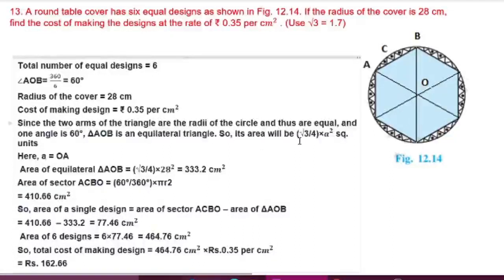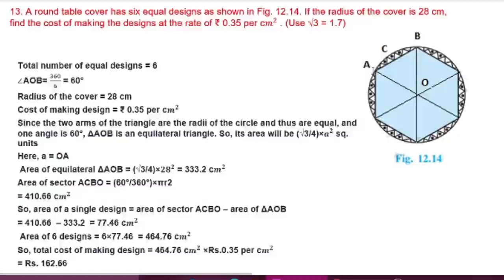So, the area will be root 3 by 4 into a square units. Here a means OA. Small letter a means the side of the triangle. So here we can take OA as small letter a. Now, first to find the area of equilateral triangle AOB, use the formula root 3 by 4 into 28 square, equal to 333.2 centimeter square.